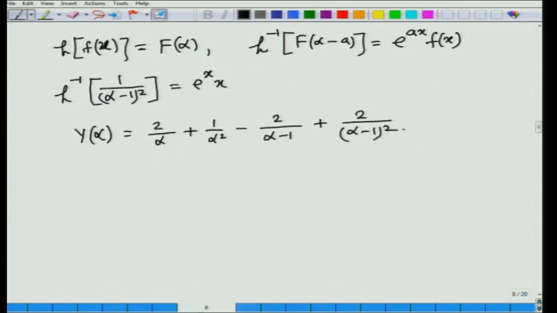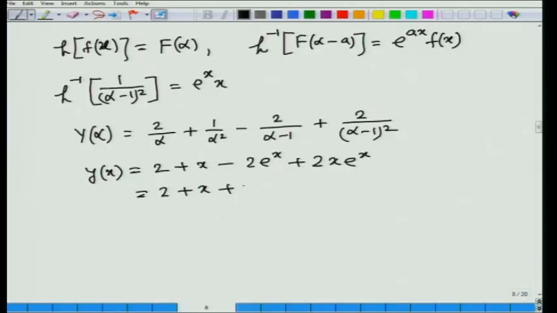If we take the inverse Laplace transform, then we will be having y(x) equal to 2 (inverse Laplace transform of 1 by alpha is 1), plus x, minus 2 e to the power x, plus 2 x e to the power x. So, the required answer is 2 plus x plus 2 e to the power x into (x minus 1). So, this is the solution for the given Volterra integral equation of the first kind.